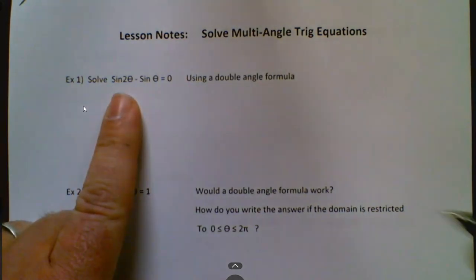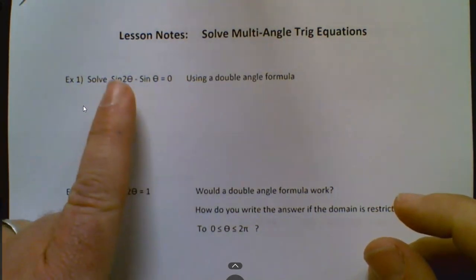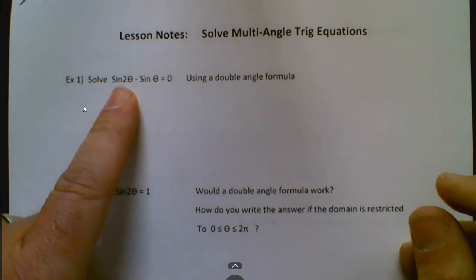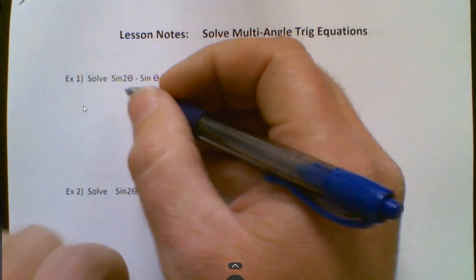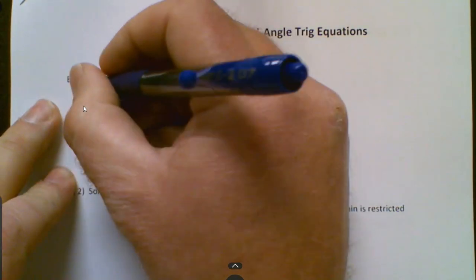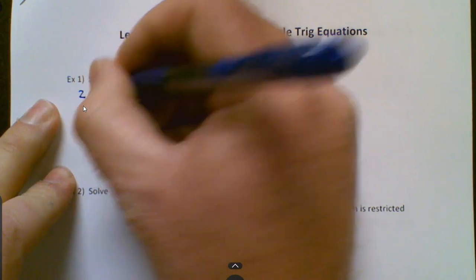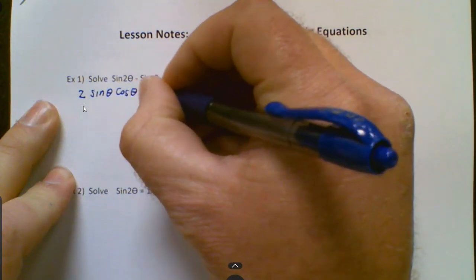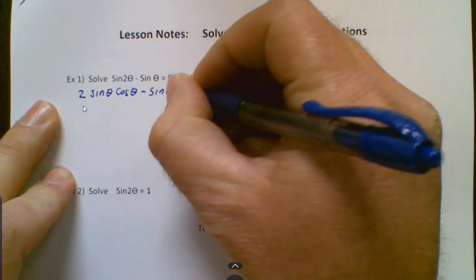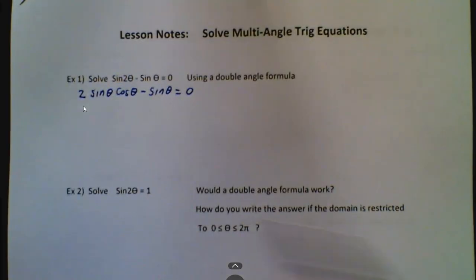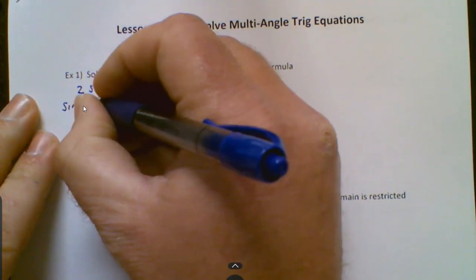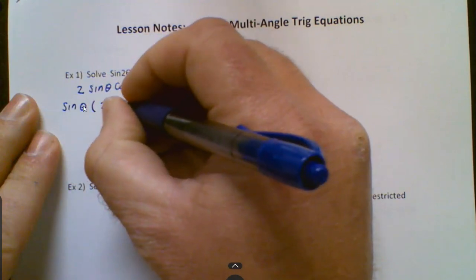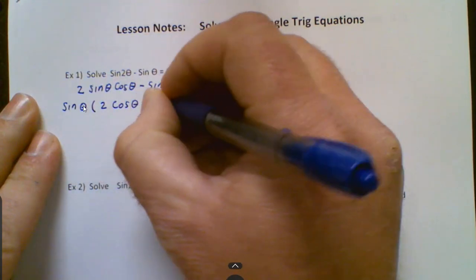Here's something we did first semester: solve an equation like this by replacing the sine of 2 theta with its double angle formula. So I can replace the sine of 2 theta with 2 sine cosine, and then I'll bring down the rest of it, minus sine theta equals 0. And we would solve from there by factoring out sine theta as a common factor. That leaves me with 2 cosine theta minus 1.